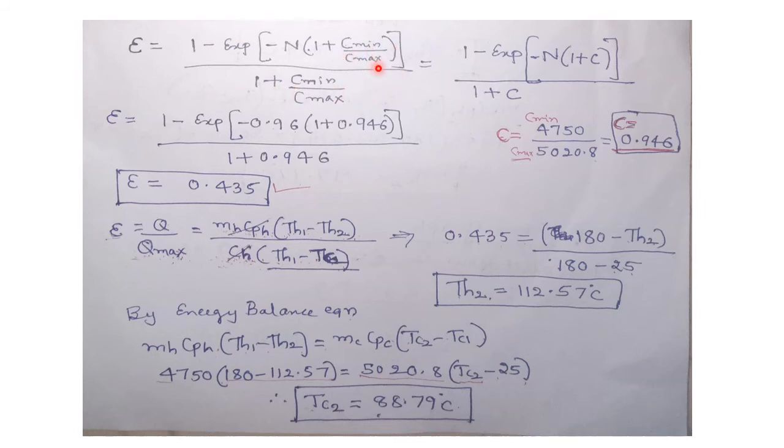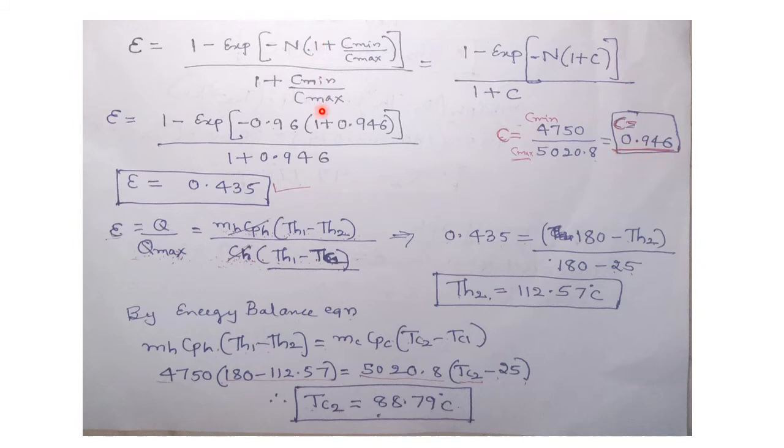Where C minimum divided by C maximum is C, and NTU is replaced by N. So the same formula I have written here. Now I will substitute all the values. 1 minus exponential of minus N, where N is 0.96, times 1 plus C. C minimum divided by C maximum is nothing but the capacity ratio. We have calculated here C equals C minimum divided by C maximum, where C minimum is 4750, which is already calculated, and C maximum is 5020.